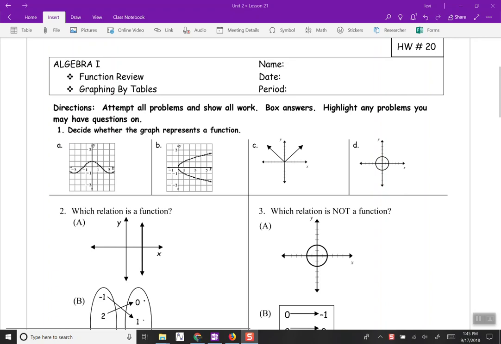This is homework 20. Attempt all problems and show all work. Box answers. Highlight any problems you may have questions on.